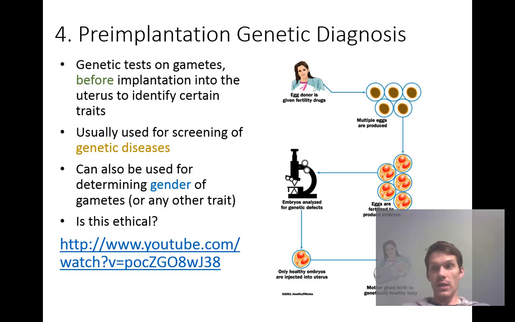It's usually done to screen, again, for genetic diseases, but it could also be used if you wanted to figure out the genes for hair color, height, IQ, whatever you can find a gene for, you could screen for in this process. So it has some ethical concerns. Is it really ethical to pick and choose what genes you feel are important or able to be passed on? If you want to click on it, there's a little video on PGD, or pre-implantation genetic diagnosis.